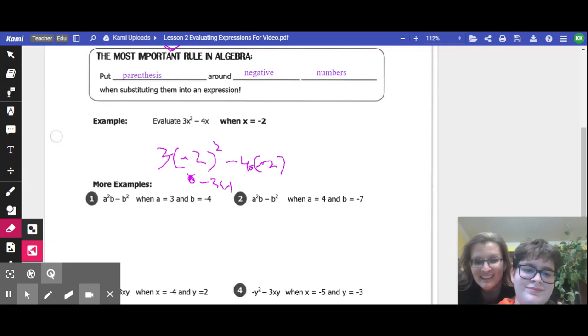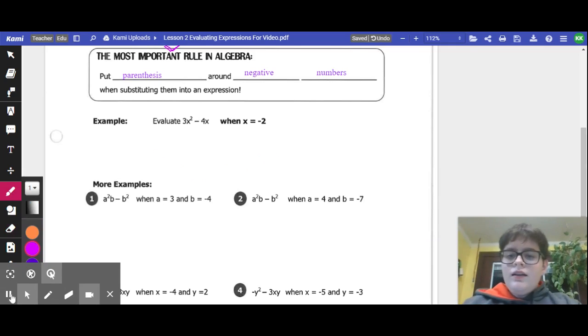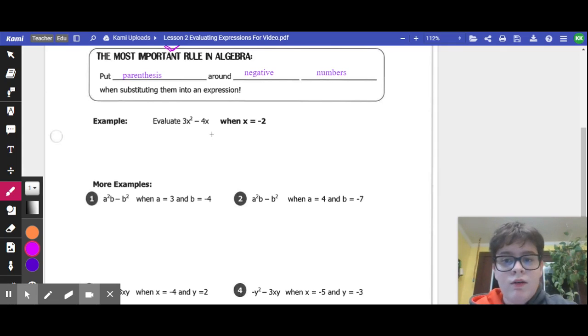So he is going to be teaching you how to evaluate expressions when the variable is negative. So, our problem is evaluate 3x squared minus 4x when x equals -2. We have -2, and we have x's, so we know what x equals. So we're going to plug in -2 for x.